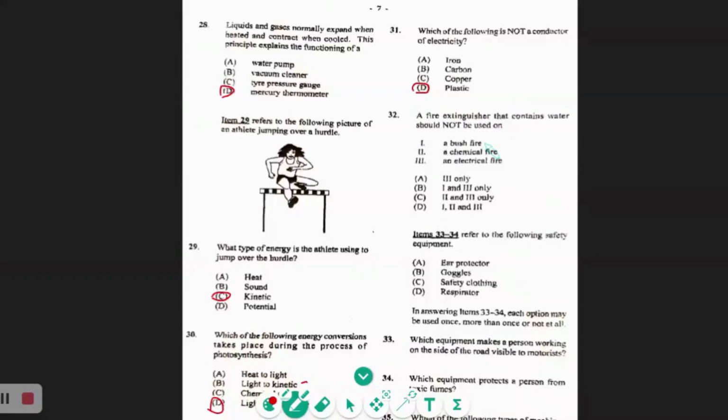32. A fire extinguisher that contains water should not be used on bushfires. We have to throw water on that, so we'll use it here. So this is not the answer. Chemical fires. Remember, chemical reactions take place in an aqueous environment. So if we throw water there, or we use an extinguisher that has water, we don't know how it's going to react with the chemicals. So that means it's this one, and also we don't want to put water on electricity. So it would be the answer that has 2 and 3, which is C.